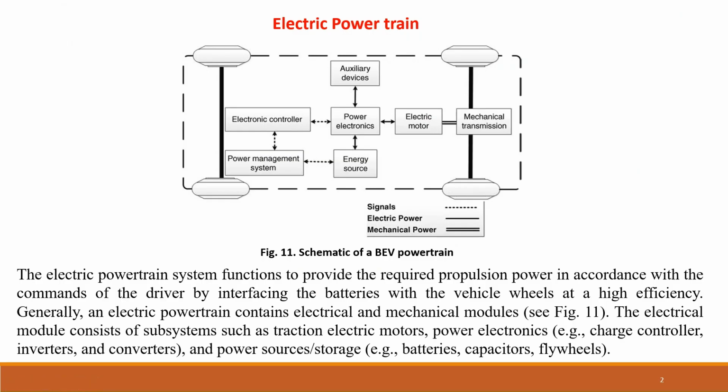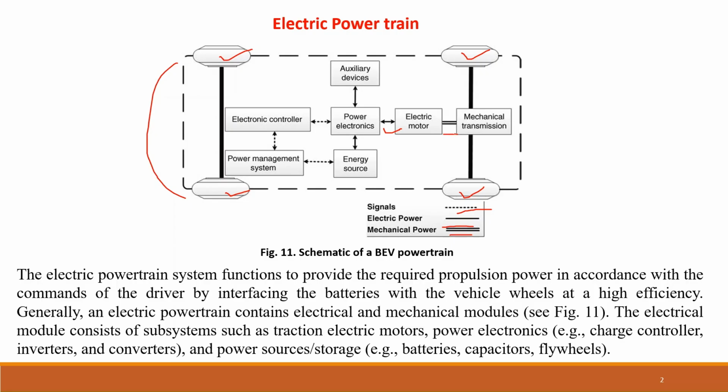Now, this is a particular schematic of an electric power train. As we can see, there are several modules. So let us now discuss about the modules. These are the drive wheels, and these dotted lines are the signals. Then we have the transmission of electric power via these lines, and the double lines show the mechanical power.